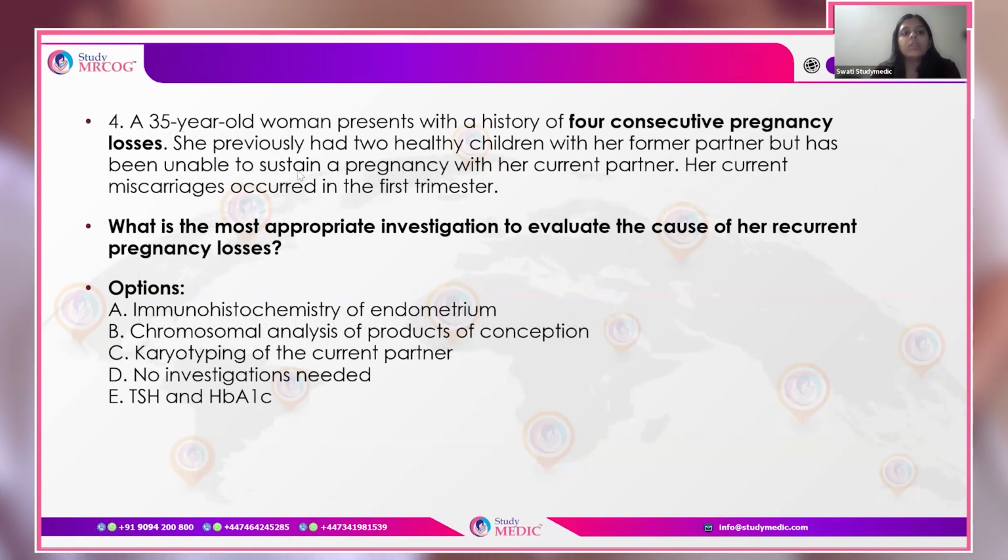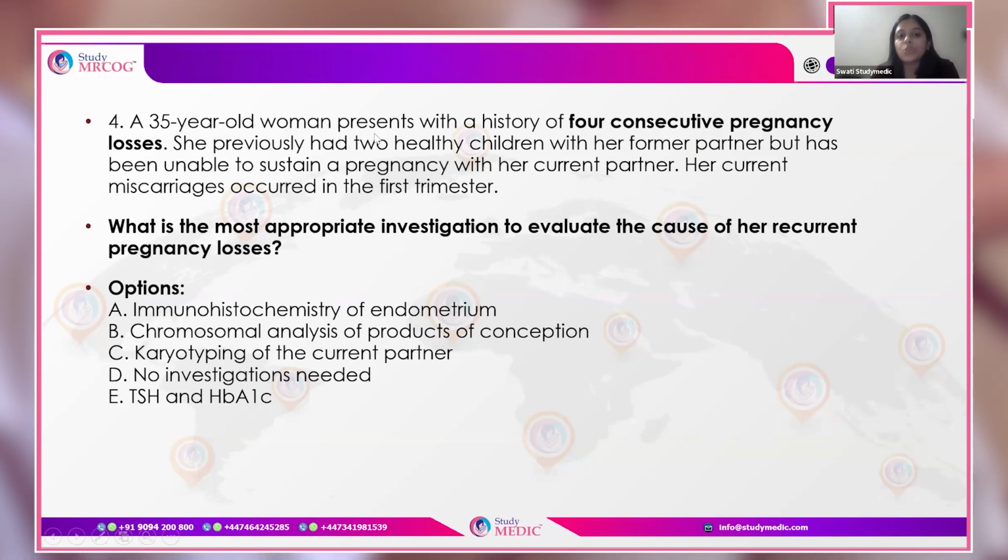Coming to next question, a 35-year-old presents with history of 4 consecutive pregnancy losses. She previously had 2 healthy children with her former partner, but has been unable to sustain a pregnancy with her current partner. Her current miscarriages occurred in the first trimester. So what is the most appropriate investigation to evaluate the cause of her recurrent pregnancy losses?